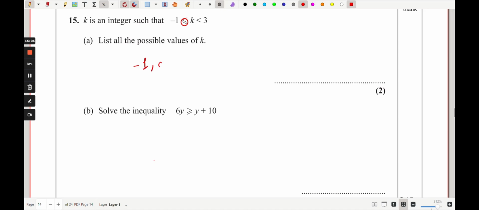Then we'll have also 0, then 1, then 2. 3 is not included because there is no equal sign here. So the answer is minus 1, 0, 1, 2.